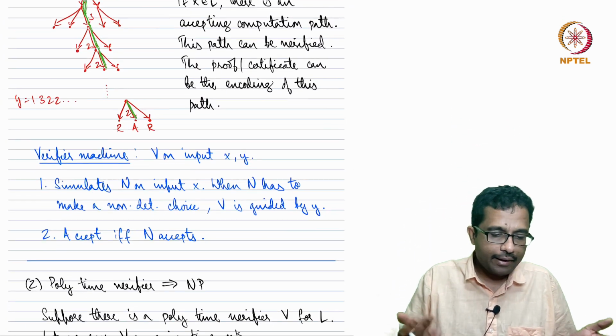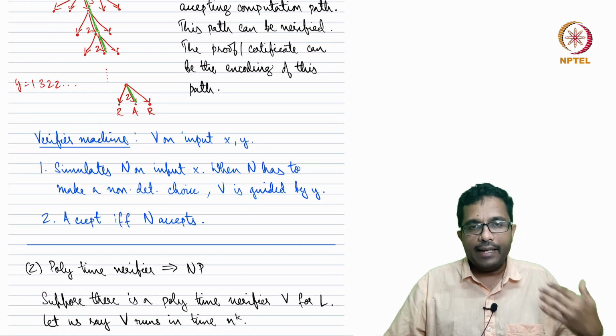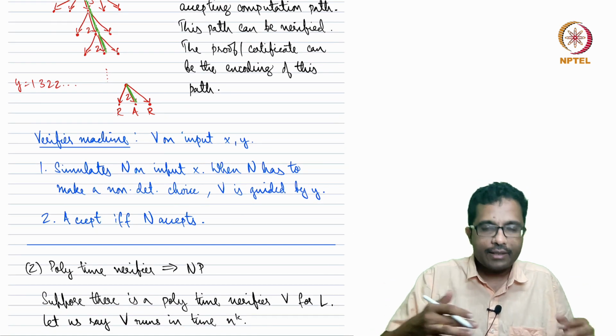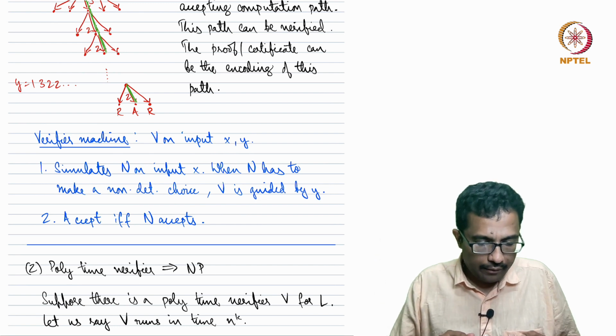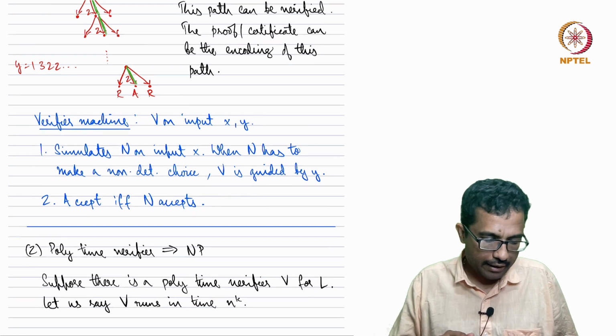Clearly the verifier runs in polynomial time because N is also polynomial time. The verifier just walks through one path of N, and the verifier is deterministic. So that is one direction.